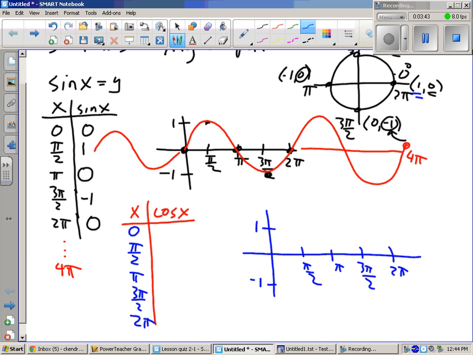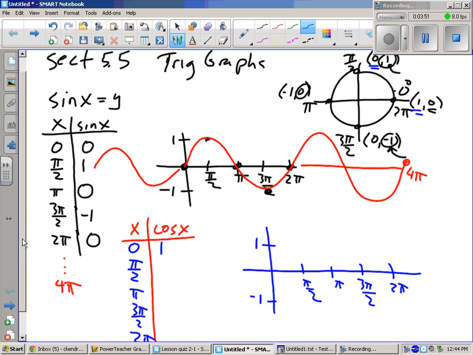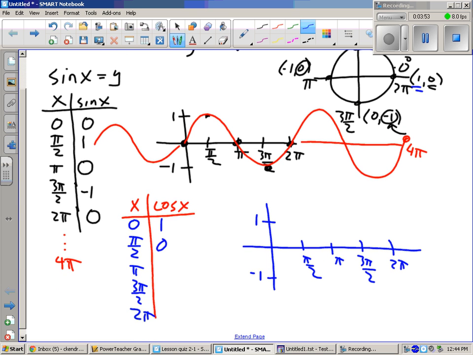All right, so this time, right here's cosine. At 0 degrees I have 1. And at pi over 2, my cosine is 0. At pi, my cosine is -1. At 3 pi over 2, my cosine is 0. And at 2 pi, we're back to being at 1.